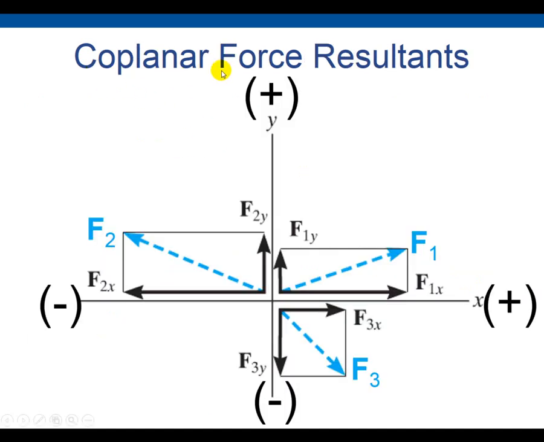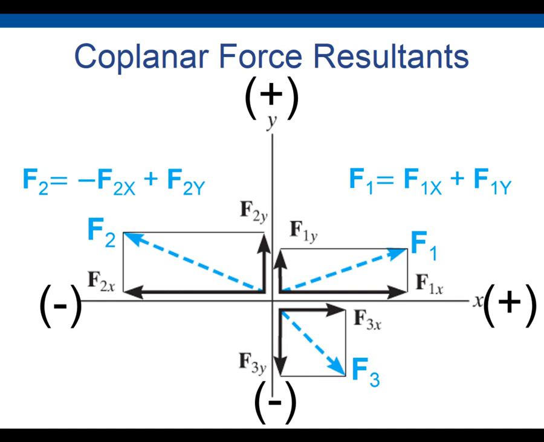Okay, so, coplanar force resultant. For example, we have three forces, F1, F2, F3. So we have multiple forces. It can be more than 2 or 4. It can be 5 or 6. In scalar notation, we can simply express each vector like this. So F1 is F1x plus F1y. F2 is minus F2x plus F2y. And F3 is F3x minus F3y. Okay, because of the direction.